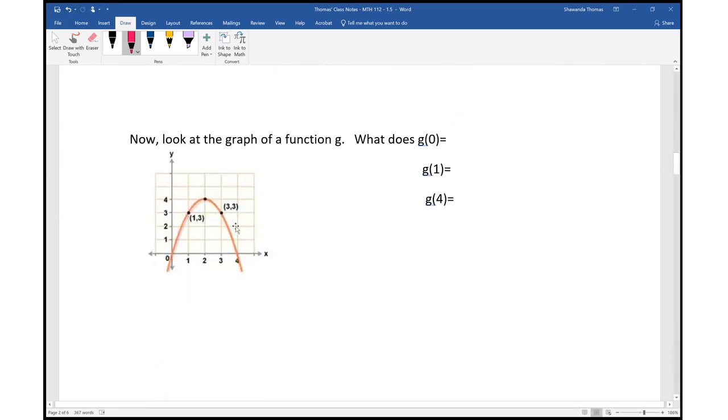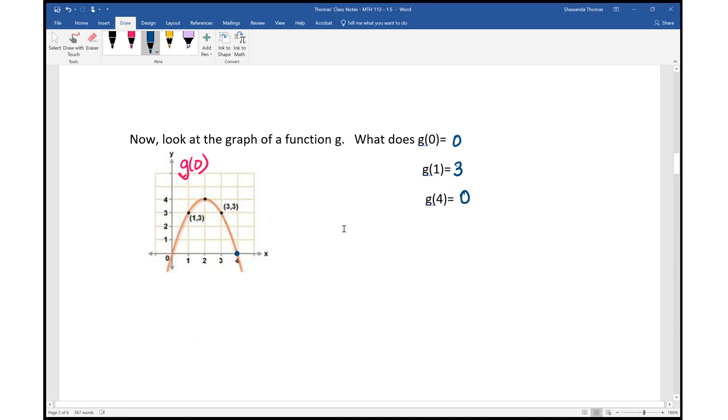Let's try another one. Look at the graph of a function g. What does g of 0 equal? So let's call this g of 0 now. g of 0 equals, well, this is when x equals 0. That is a point, right? (0, 0). What about 1? We go to the right 1 unit, go up to meet the graph. What is that point? It tells you actually, y equals 3. And what about 4? 4 is here. That is actually on the graph. That point is (4, 0).